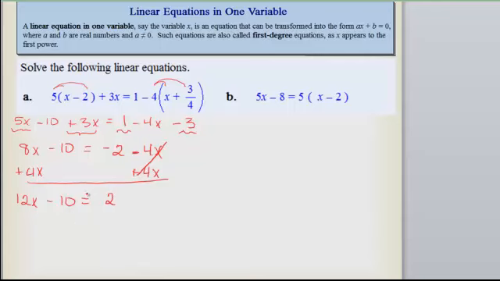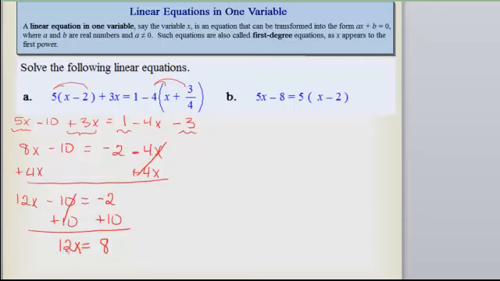Okay, now we have a negative 10 that we need to move to the other side. To get rid of a minus 10, we need to add 10 to both sides. So negative 10 plus 10 is 0. We'll have 12x is equal to negative 2 plus 10 is an 8. I'm just leaving out all kinds of things.